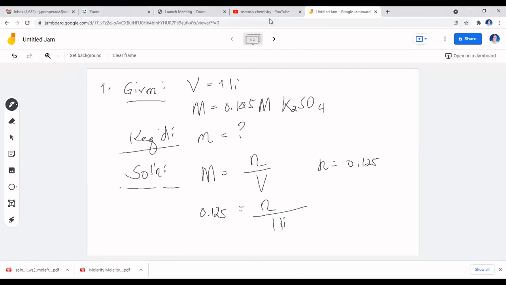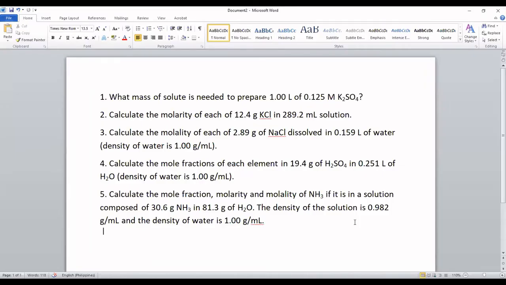So I will share back our set of problems. Number 2, calculate the molarity of 12.4 grams of potassium chloride, KCl, in 289.2 ml of solution. So this time, this is more straightforward, wherein you will have substitution to the formula. Only that there's a need for you to convert. So you'll be needing here the molar mass of KCl. Okay, so I'll go to our Jamboard.